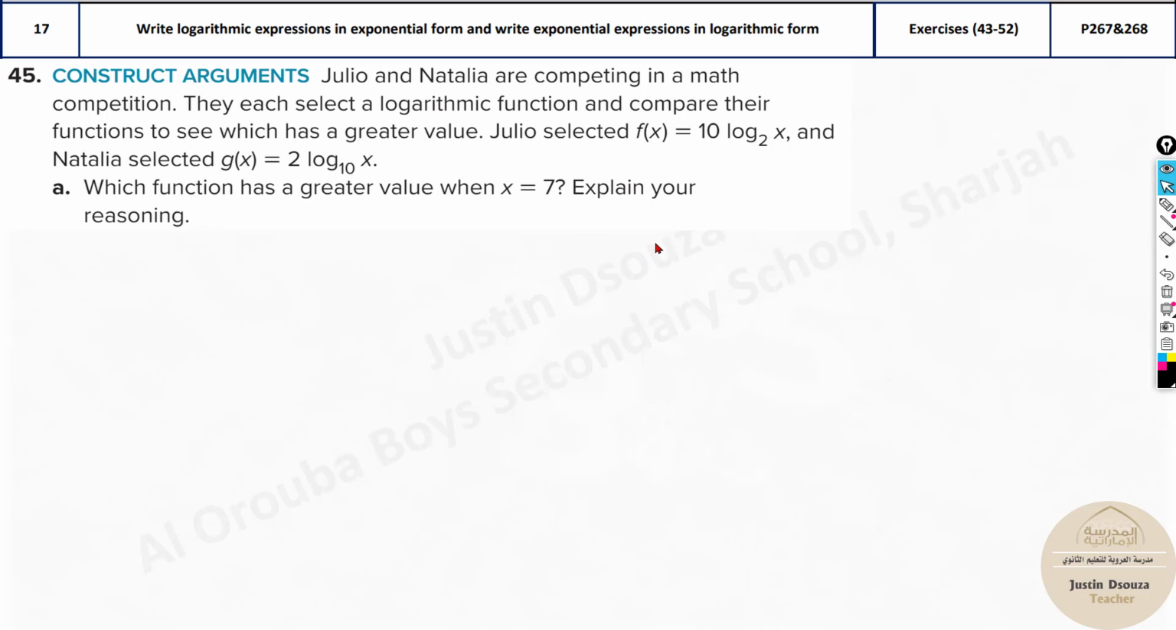Here another one is about, see, all are different types, so I will try to go through all different types of problems. If it's the same, I will just skip through it. Here we have a real world problem on construct arguments. Julio and Natalia are competing in a math competition. They each select a logarithmic function and compare their functions to see which has a greater value. Julio selected f of x equals 10 log 2x, and Natalia selected g of x equals 2 log 10x. Which of the functions has the greater value when x is 7?